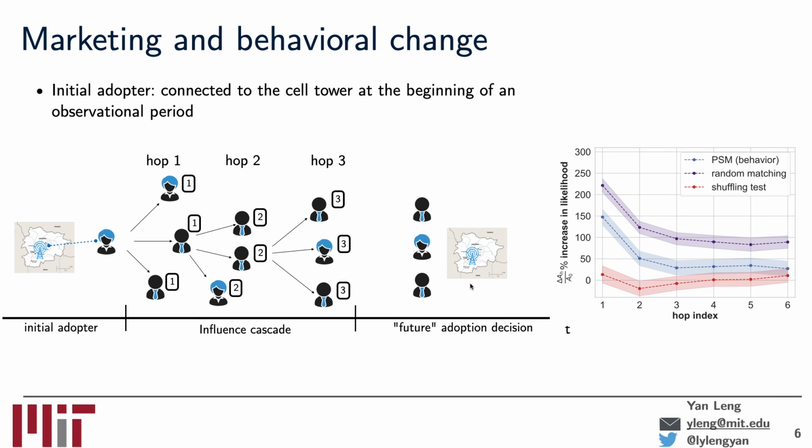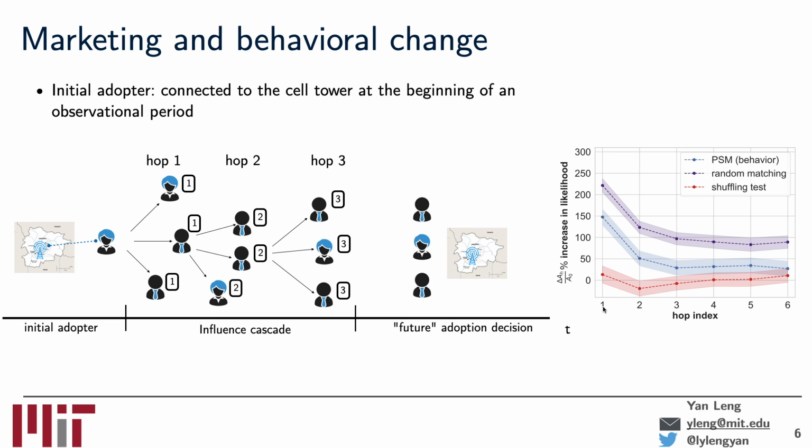The last example is related to marketing strategies and encouraging behavioral change. I want to understand how social influence spreads over the communication network so that we can utilize this information to design marketing campaign strategies. We first identify a set of initial adopters and we trace out their phone communication so that we can have this influence cascade. In the end, we evaluate the future adoption decisions.